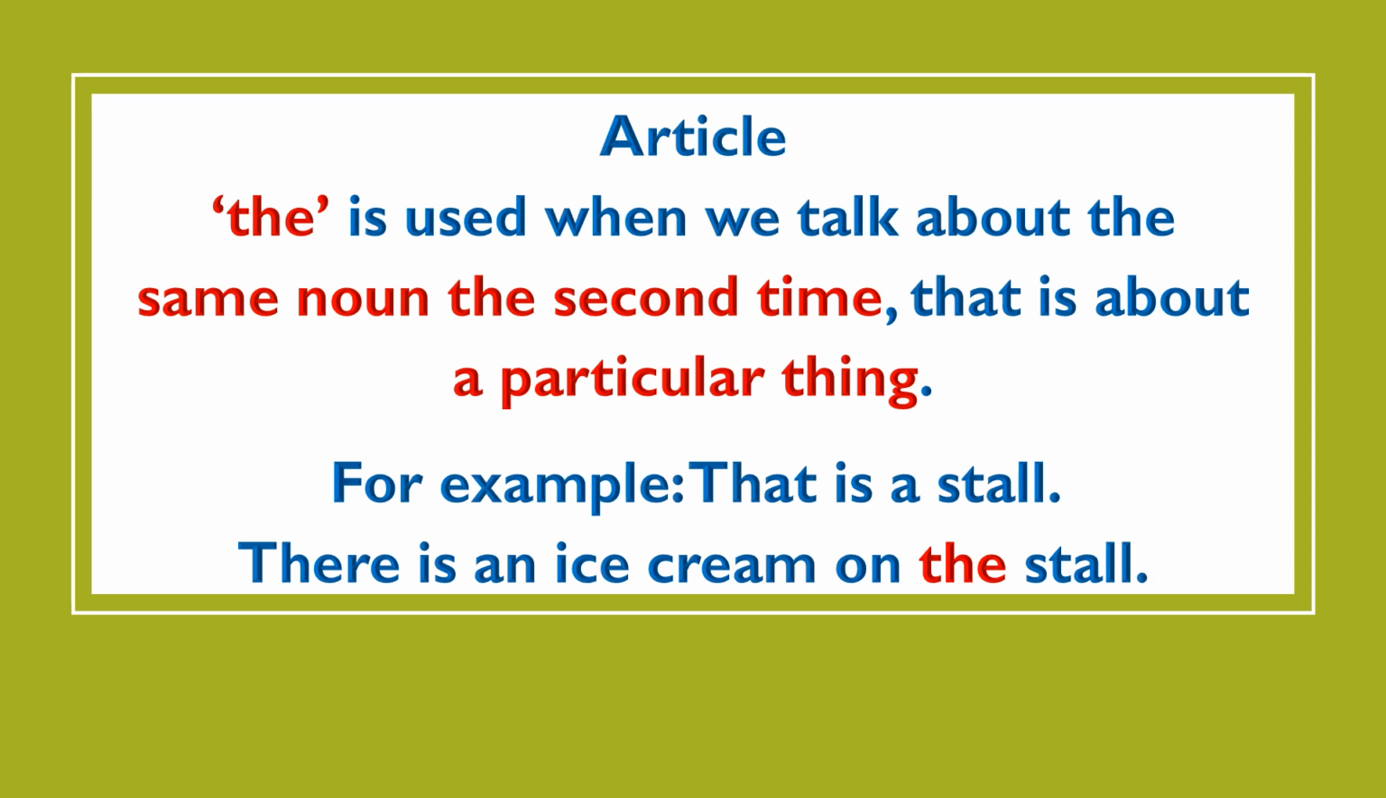Stall. Is it? So that's why the first time I use article a. That is a stall. There is an ice cream on the stall. The second time the same noun is repeated, so the second time I use article the. Article the is used when we talk about the same noun the second time. That is about a particular thing.